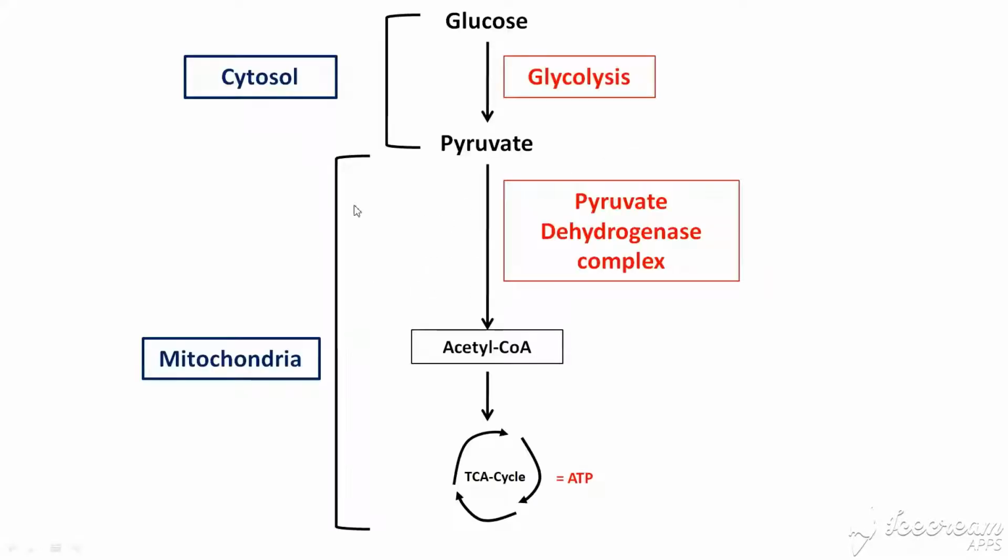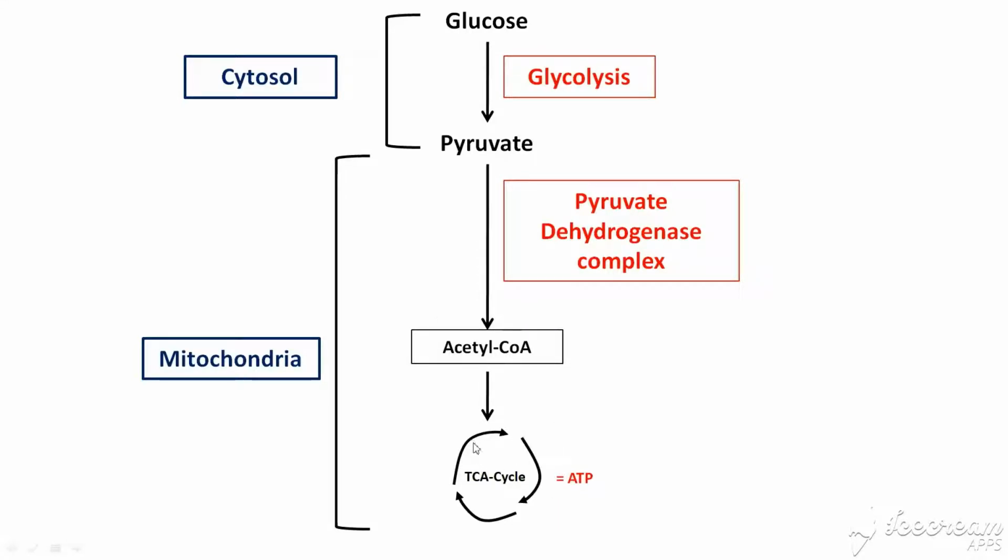So in this video, we're going to be discussing the TCA cycle. We talked before about the process of glycolysis and how glucose is converted into pyruvate. We later discussed how pyruvate is converted into acetyl-CoA by the enzyme pyruvate dehydrogenase complex, and this is going to happen inside of the mitochondria. Acetyl-CoA can now enter the TCA cycle to produce more ATP.